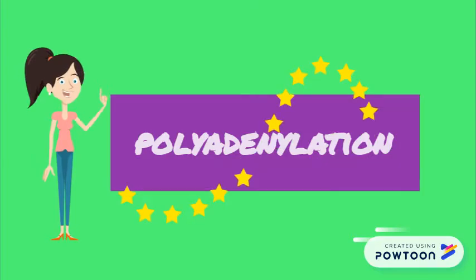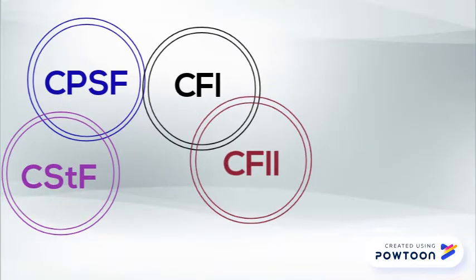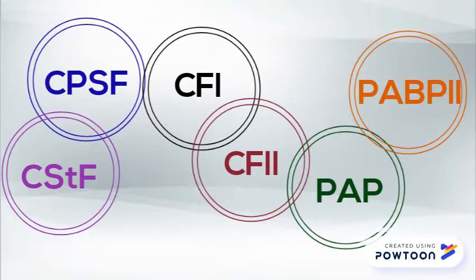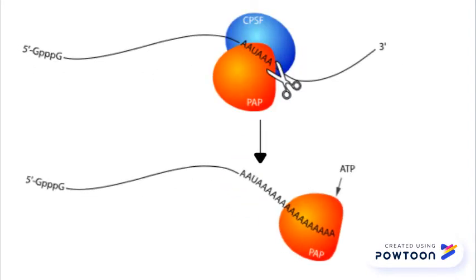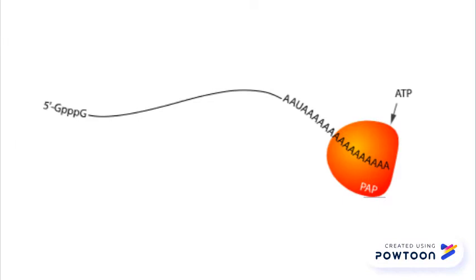Third is polyadenylation. CPSF, CSTF, CF1, CF2, PAP, and PABP2 are the series of enzymes and factors involved in this mechanism. CPSF binds upstream of AAUAAA at the 5' end. Then, CSTF interacts with the downstream GU-rich sequence and binds with CPSF to form a loop in RNA. PAP stimulates cleavage at the poly(A) site and binds to add A residues at the 3' OH group at a slow rate. PABP2 accelerates the addition of poly(A) and signals PAP to stop polymerization after the addition of 200 to 250 residues.